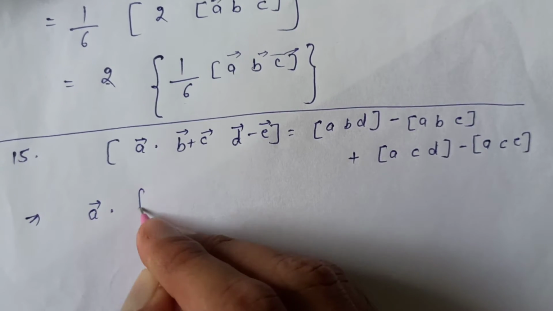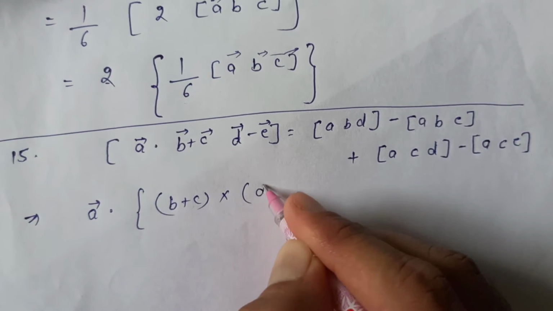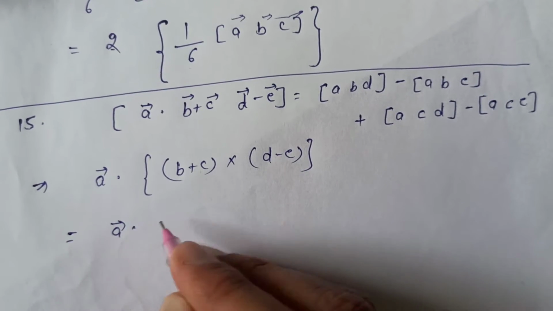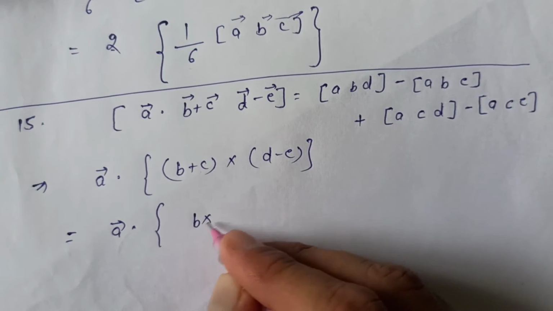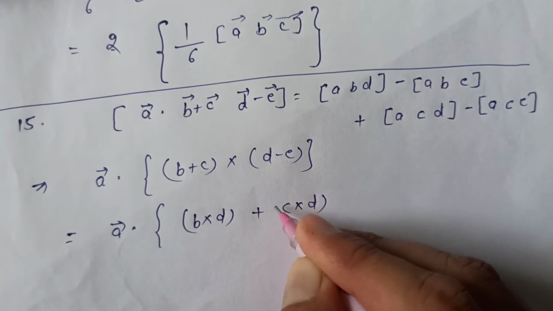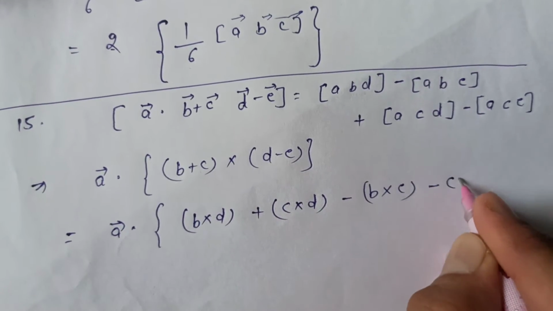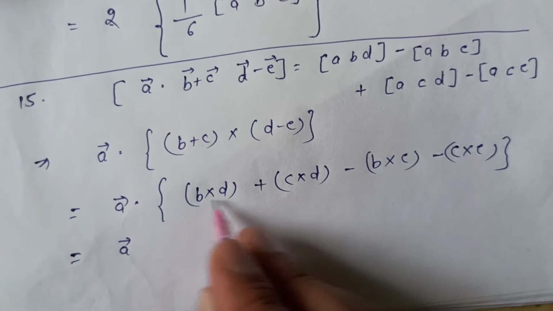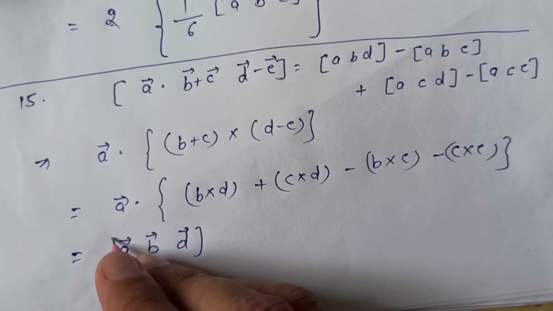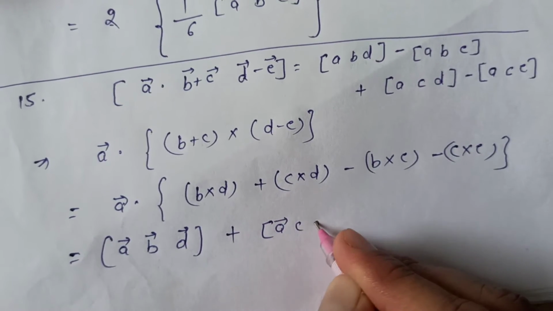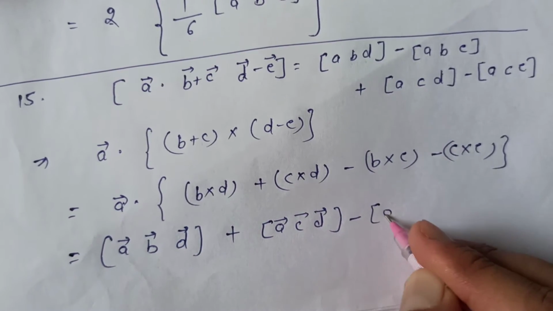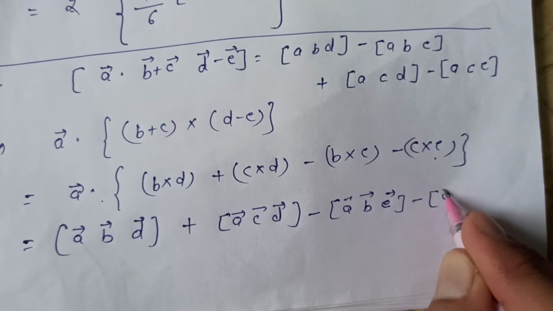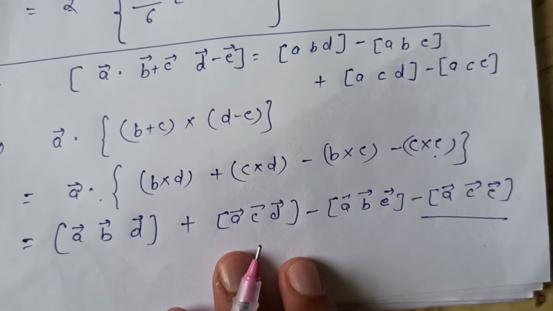This can be written as A dot B plus C cross D minus E. Simply by the definition of scalar triple product, that will be A dot B cross D plus C cross D minus B cross E minus C cross E. Cross is distributive over plus and minus, that is A dot B cross D, scalar triple product of A, B, D, plus scalar triple product of A, C, D, minus scalar triple product of A, B, E, and A dot C cross E, that is scalar triple product of A, C and E. Hence proved.